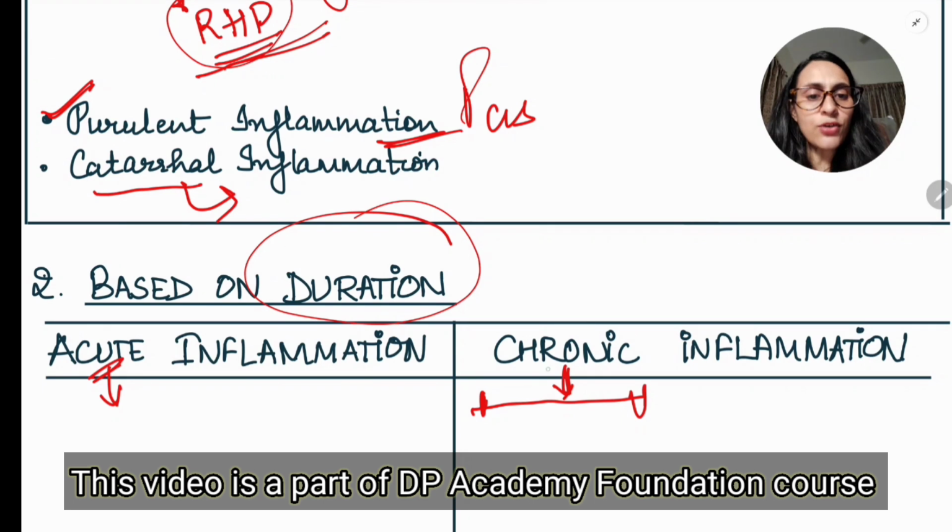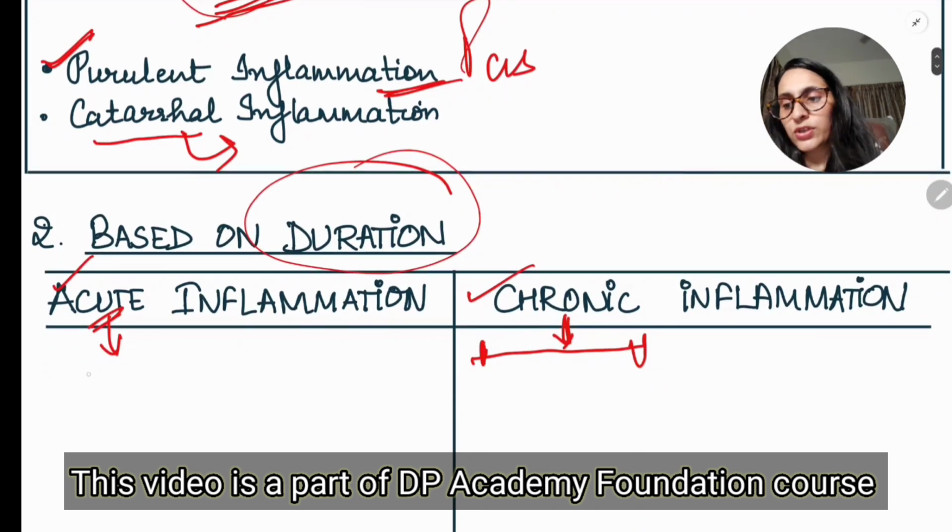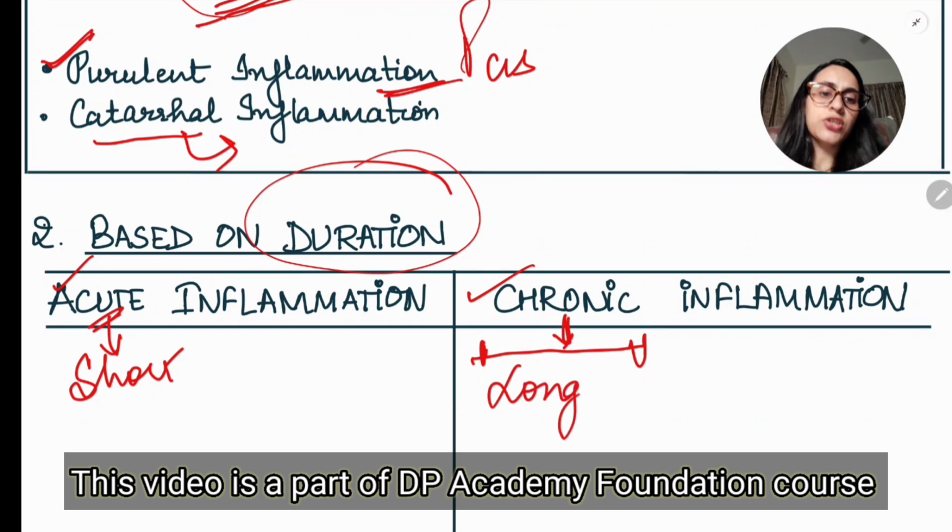So the onset of chronic inflammation is delayed, while on the other hand, the onset of acute inflammation is immediate. The acute inflammation occurs immediately on the spot. So the duration here is short, while on the other hand, for chronic inflammation, the duration starts from a long time. So it is long-lived duration.